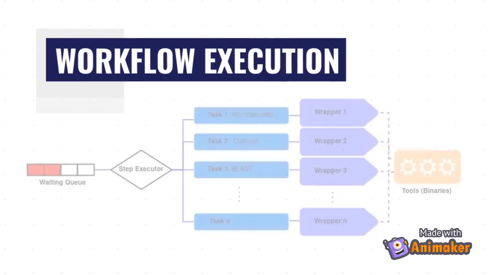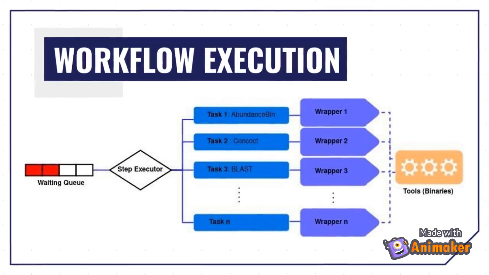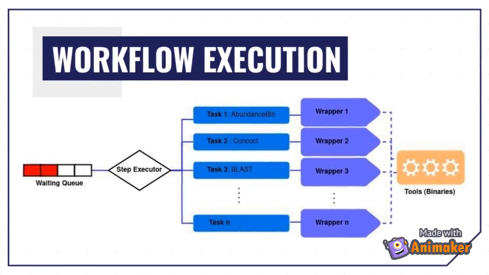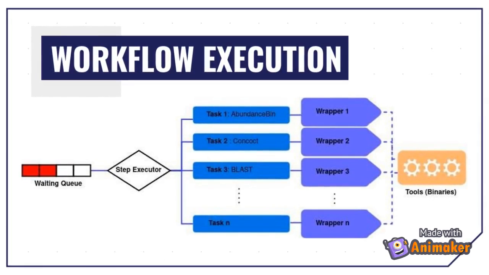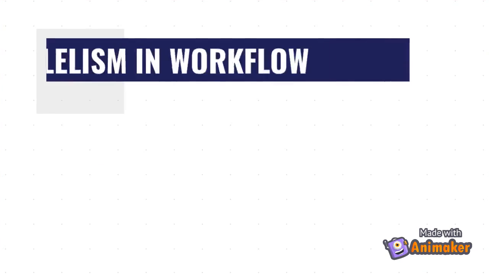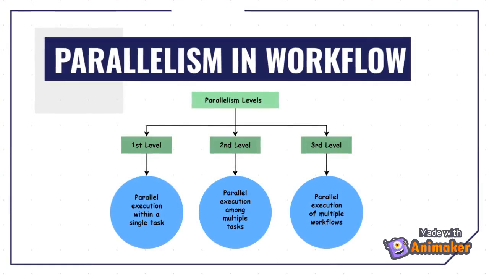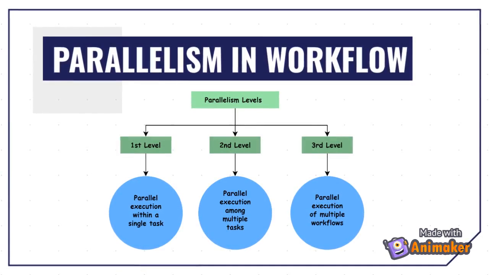Let's see how a concrete workflow turns into physical executable tasks. At first, all the tasks wait in a queue. The steps that are ready to execute are sent to the step executor. The step executor is responsible for executing the steps of the workflow accordingly. Wrappers are implemented for each tool that manage their execution. To improve the performance and reduce execution times, we have introduced 3 levels of parallelism.